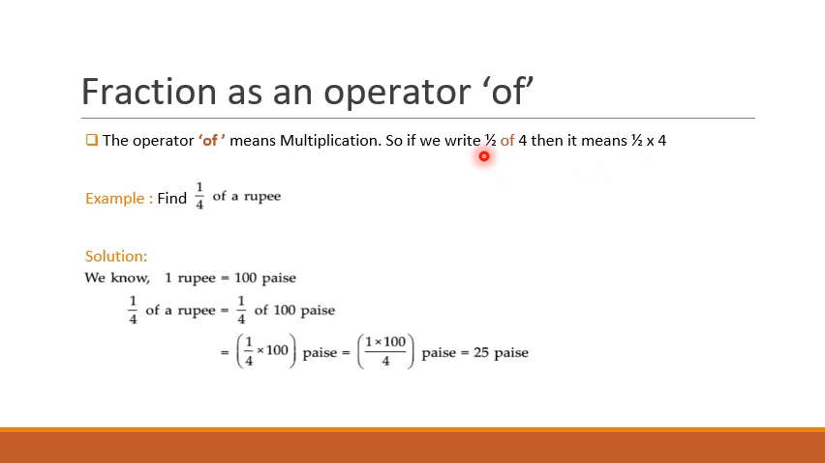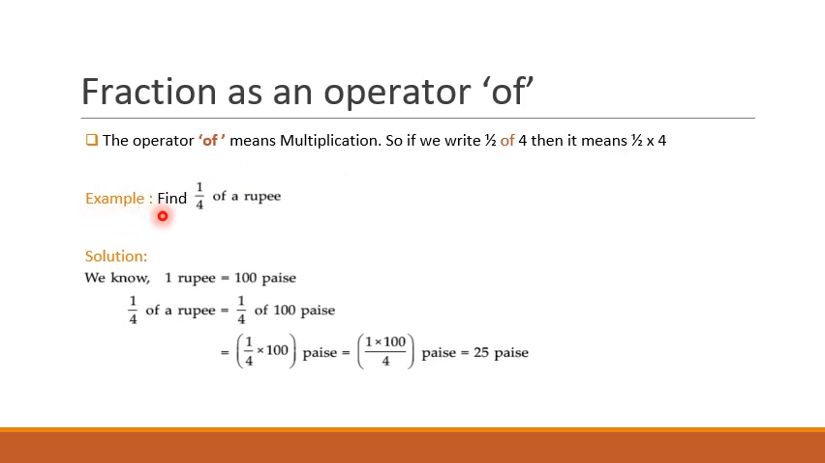So if I am writing half of 4, then it means half multiplied by 4. So here I cancel 2 and 4. So it will be 2 only. So half of 4 is equal to 2. Now let's understand it with the help of an example.